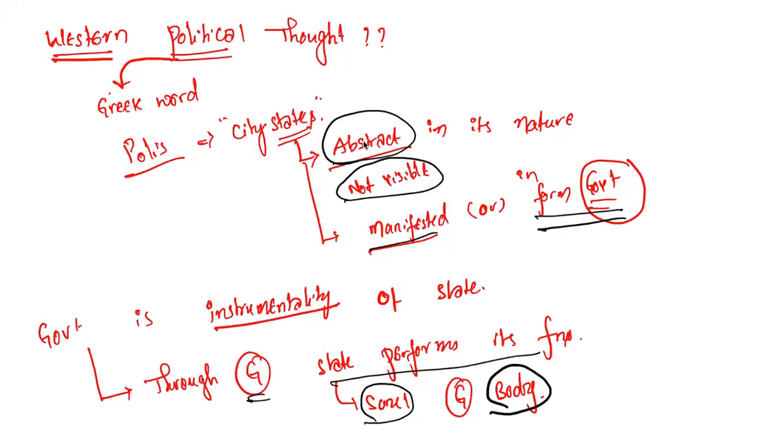So, what I said, what is political thought? Political means city states or polis. City state. State is abstract in its nature, not visible, manifested in the form of government. Government is the instrumentality of the state. State is the soul, government is like the body.